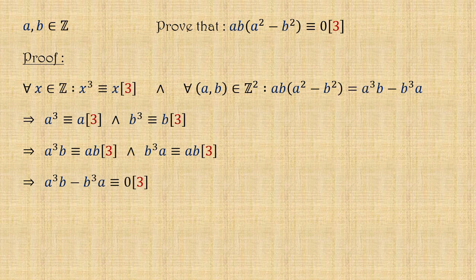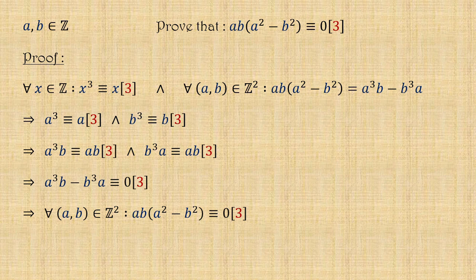And as a to the power of 3 multiplied by b minus b to the power of 3 multiplied by a equals a times b multiplied by a square minus b square, we deduce that whatever the value of the integer numbers a and b, a times b multiplied by a square minus b square is congruent to 0 modulo 3.